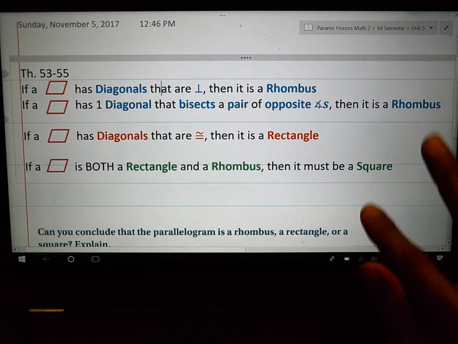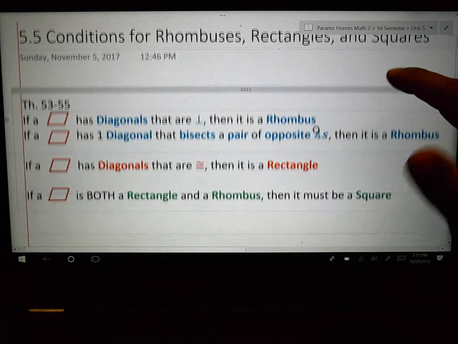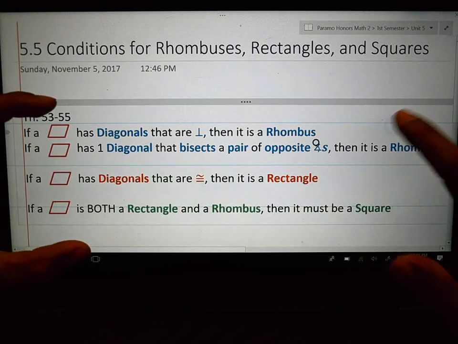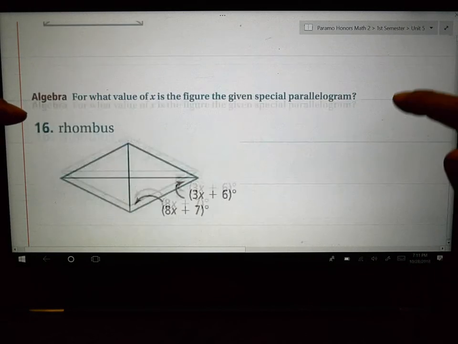5.5 is on the conditions for rhombuses, rectangles, and squares. And when I look at what we have to do, we have 4 different theorems that we are going to write. And we have 2 examples.